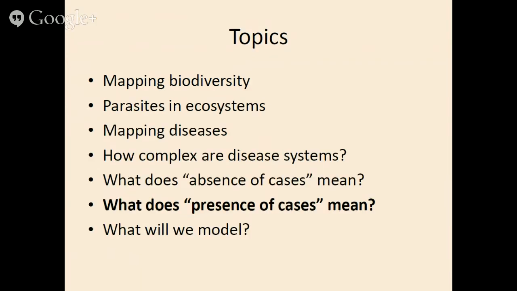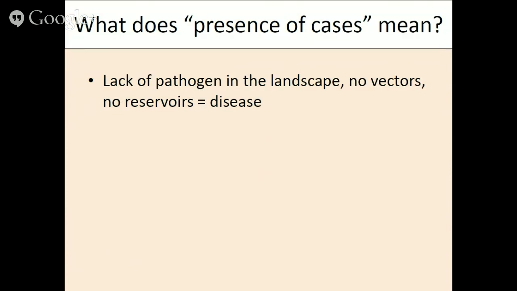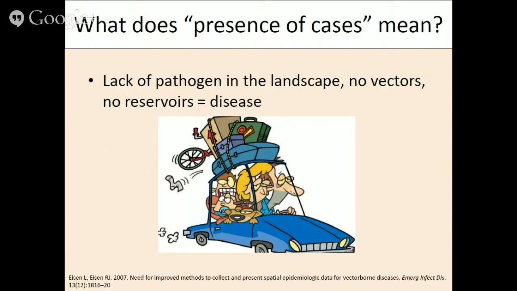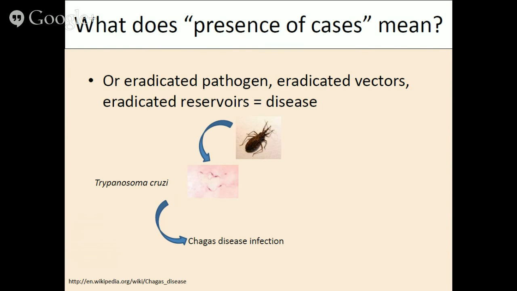And what does presence of cases mean? Usually, we are going to have a lack of pathogen in the landscape, no vectors and no reservoirs, so there is no possibility of transmission in the system, but we are going to have reports of disease. And that happens usually when we are talking about people that travel and acquire the disease in other areas. Or we can have the eradicated pathogen, no vectors, no reservoirs, but we are going to have some reports of diseases. That's weird. What if we do not have the actors in the system and the people do not travel, but we have reports of disease?